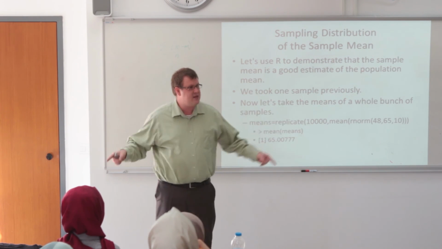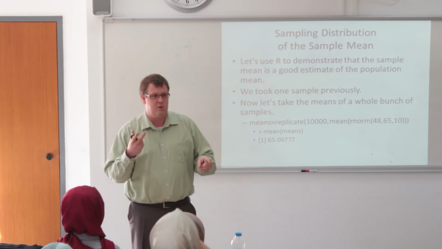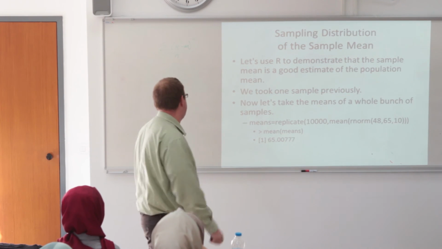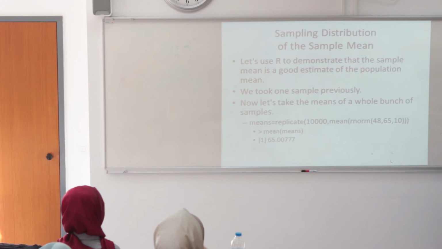We'll create a sampling distribution of the mean, just like we did when we were figuring out the standard error of the mean. So let's take the mean of a whole bunch of samples. To do this, we can use this function called replicate. What replicate does is it does some function the number of times you tell it to. So I'm saying replicate 10,000 times. I want you to get me the mean of rnorm(48, 65, 10). Give me the mean of one sample, size 48, from that normal distribution.